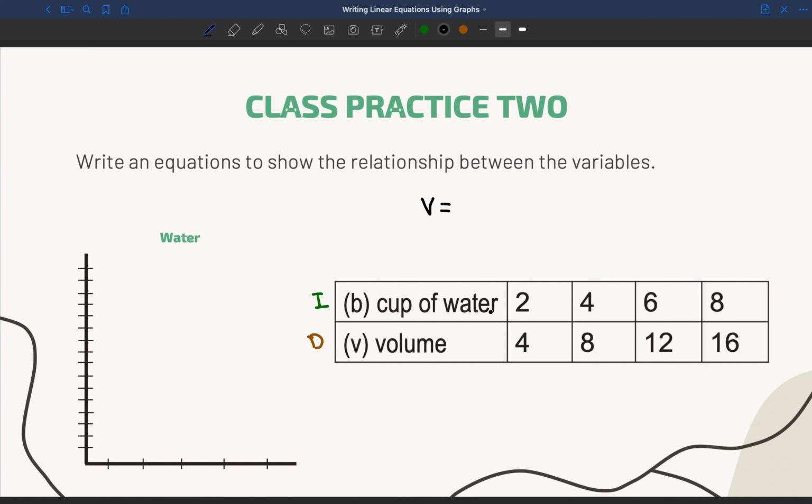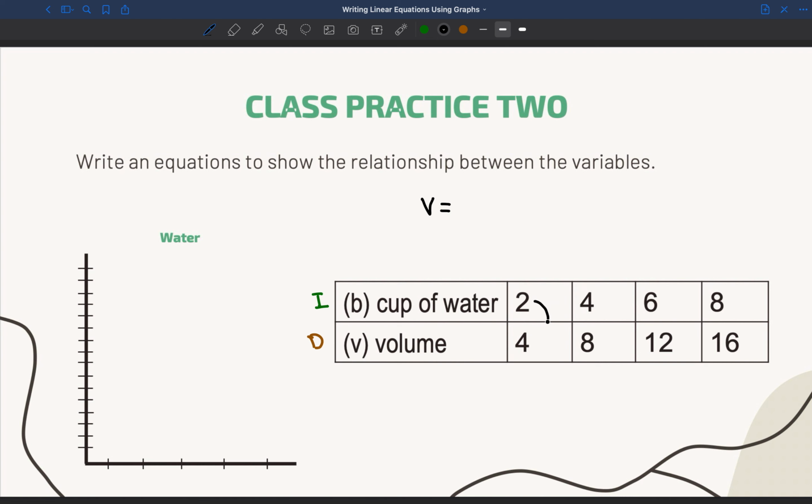So if we had, for every 2 cups of water, there was a volume of 4. Whenever there was 4 cups of water, there was a volume of 8. Whenever there was 6 cups of water, there was a volume of 12. Whenever there was 8 cups of water, there was a volume of 16. So if I added 2 plus 2, it would give us 4. But if we added 2 plus 4, it wouldn't give us 8. So we know it's not adding. It wouldn't be subtracting. It can't be division because it would be a decimal. So we have to add, or multiplying.